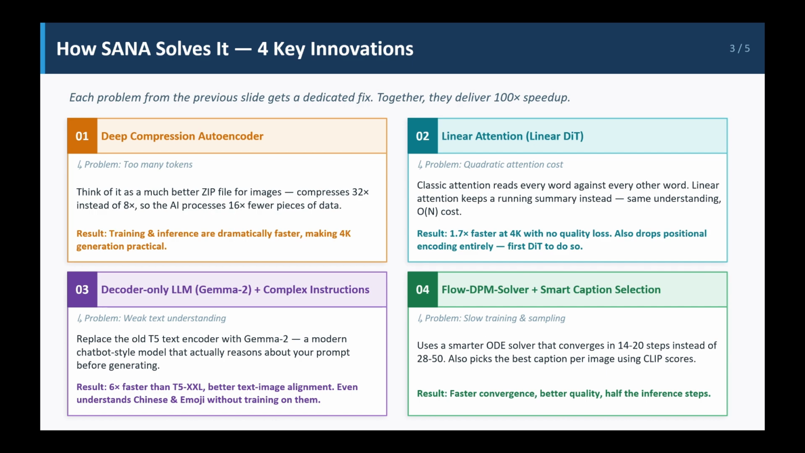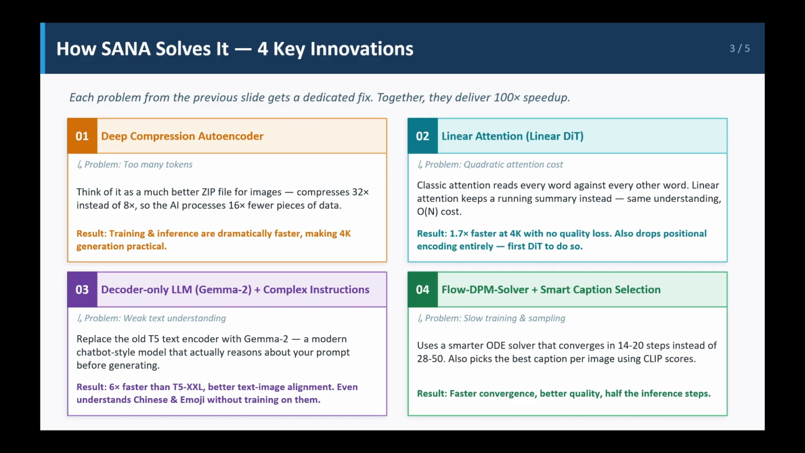The first major component is the deep compression autoencoder. Traditional models compress images by 8 times, but Sana increases this compression to 32 times. This means 16 times fewer latent tokens, lower GPU memory usage, and faster training and inference. The core motivation is that 4K images have more redundant information and thus can be compressed more. Even with such strong compression, Sana maintains image quality using multi-stage training and larger channel capacity. This component plays a major role in enabling high-resolution image generation.